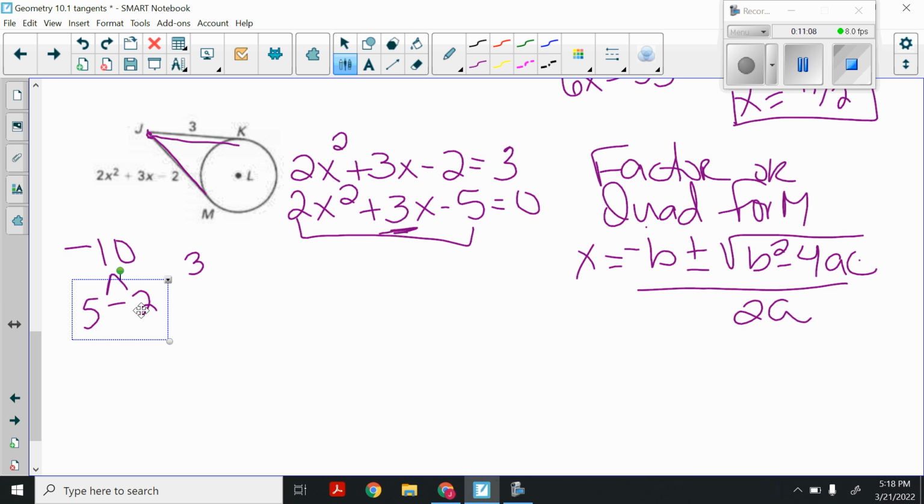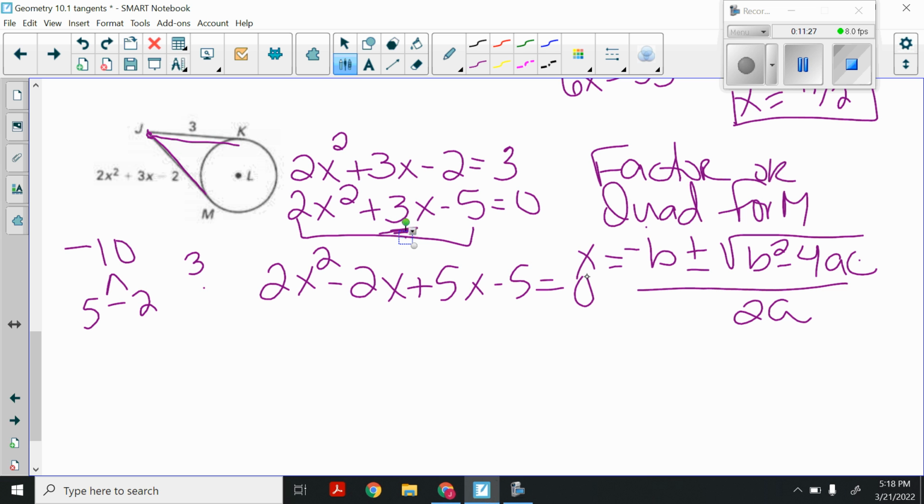So now we're going to factor this by grouping. So I need to rewrite the 3x using a 5x and a negative 2x. So I say 2x squared, and I always put the smaller number first, so that's the negative 2. So minus 2x plus 5x minus 5 equals 0. So all I did was take that positive 3x and replace it with negative 2x plus 5x, because negative 2x and a positive 5x is 3x if I combine them.